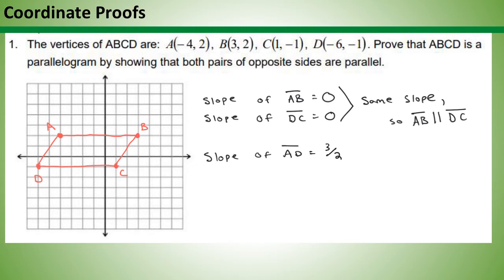And then our opposite side would be BC. So let's find the slope of BC. If I'm starting, I'm going to go left to right here. Start at C, and we rise 1, 2, 3. We run 1, 2. So again, that is also 3 over 2. Okay, so now these also have the same slope.